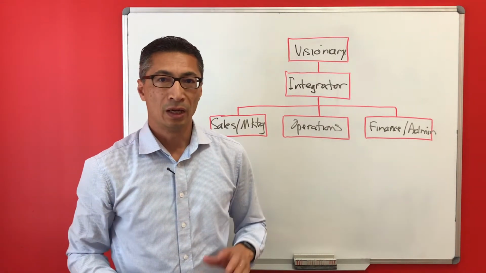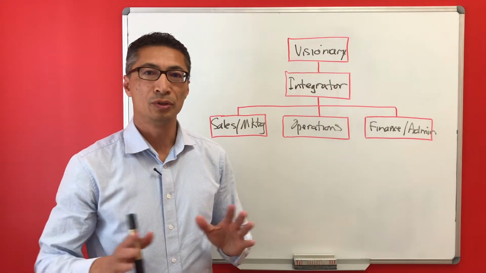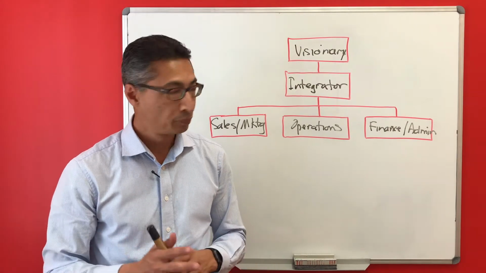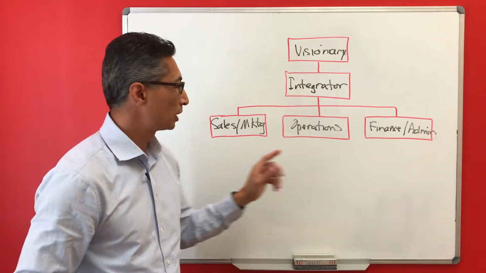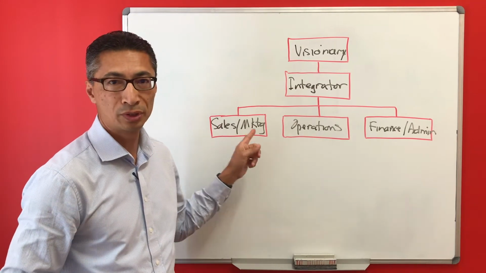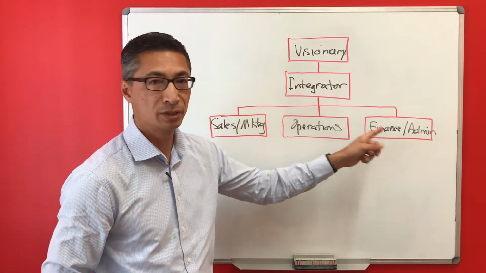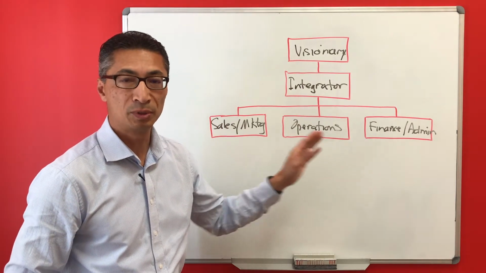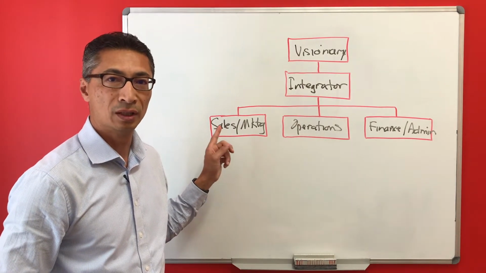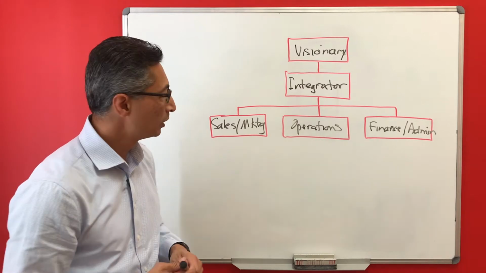Okay. Now, the key thing is for you to draw this up for your own business. Work out who is responsible for each of these areas. You can't have more than one person responsible for each of these functional areas. You might have the same person in multiple boxes, but you can't have more than one person in the one box, if that makes sense.